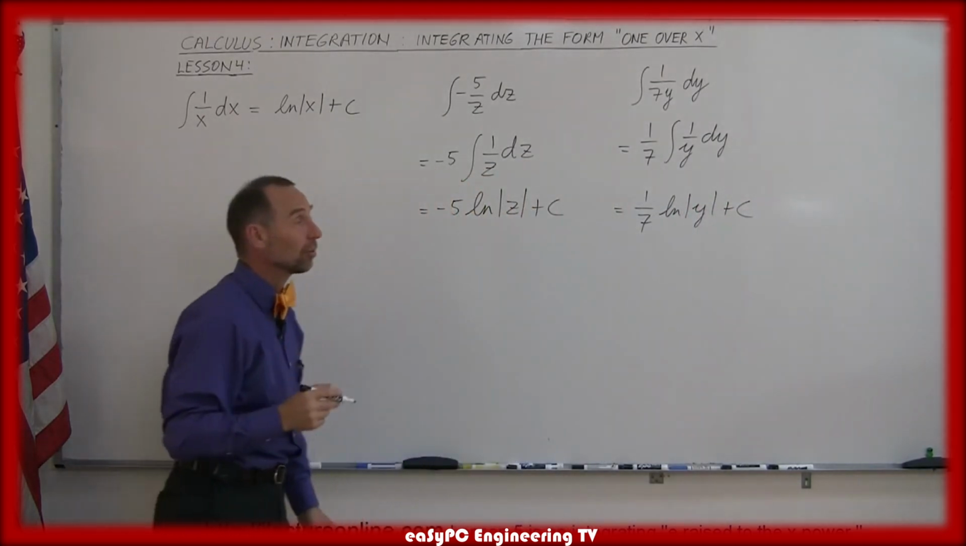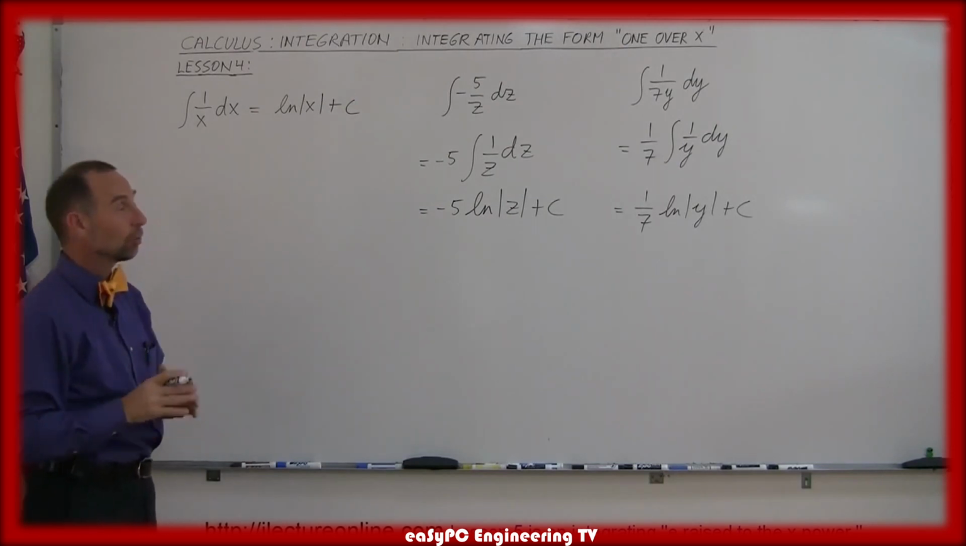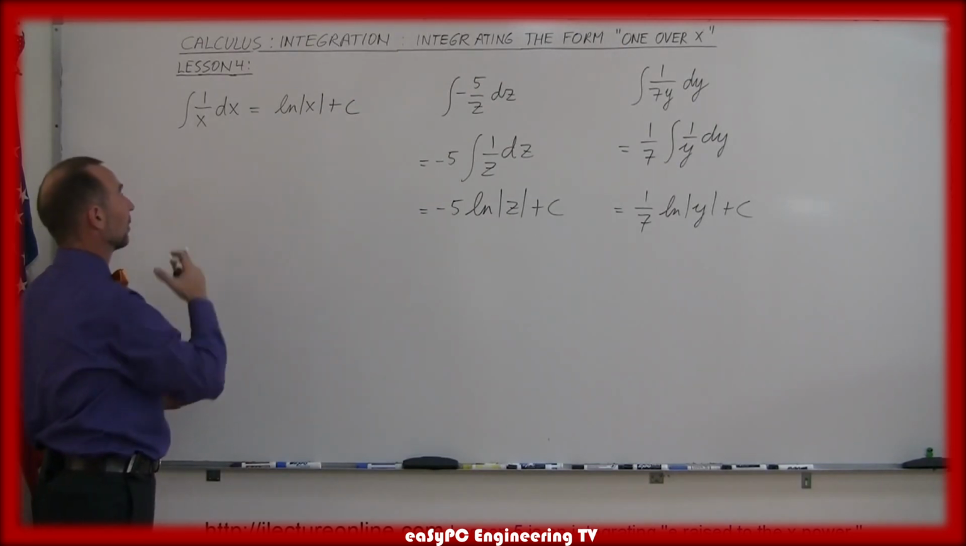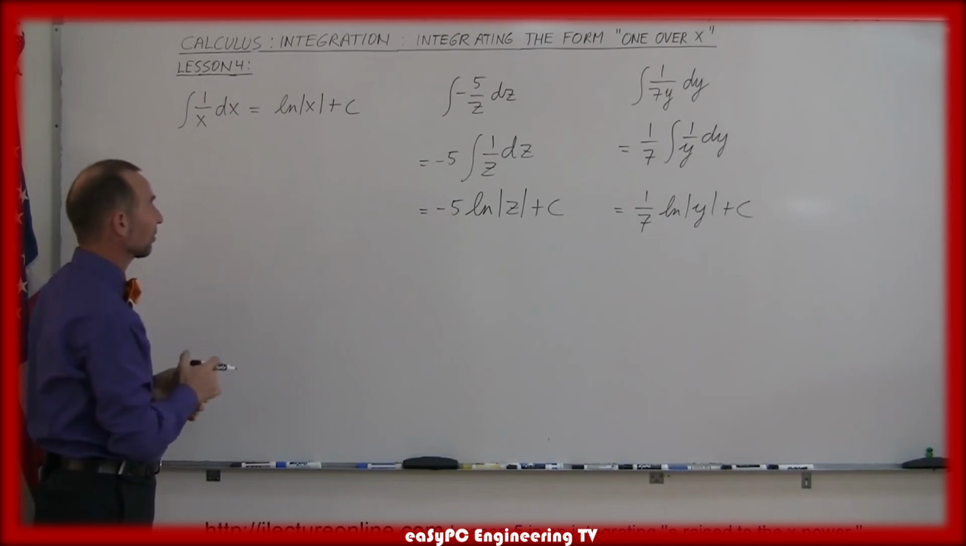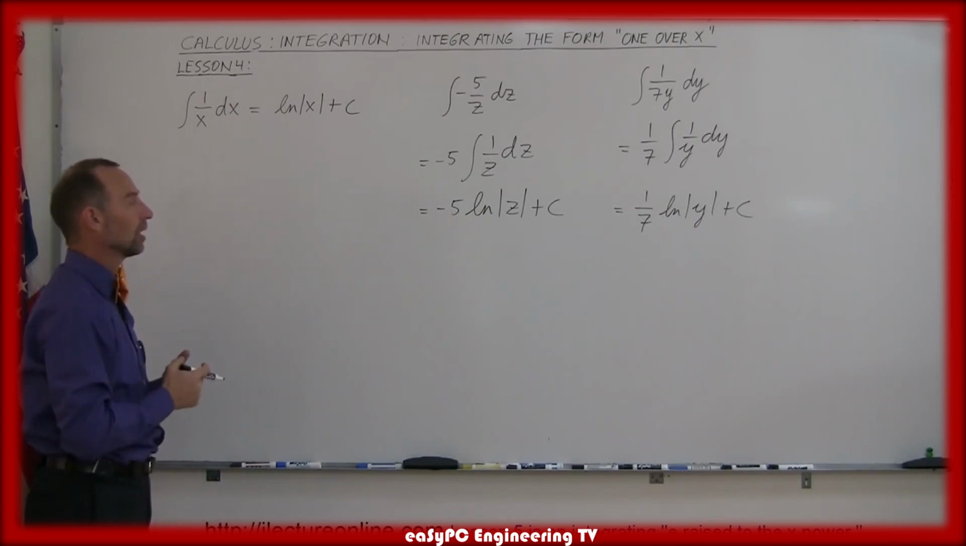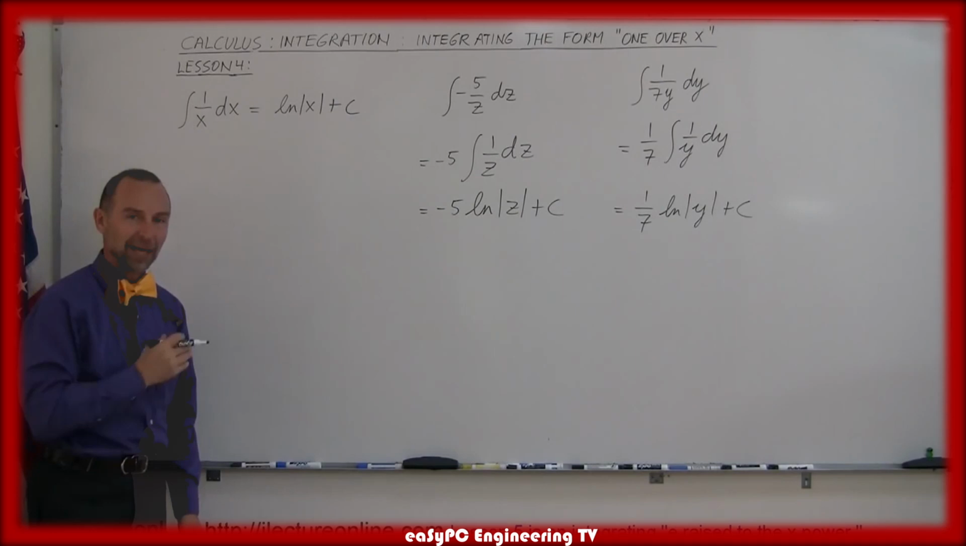So those are fairly straightforward. Just remember, you can't use the old power rule. You have to say that the integral of the form 1 over x dx is simply the natural log of x plus c. And don't forget the absolute value signs. And that's how you do that.